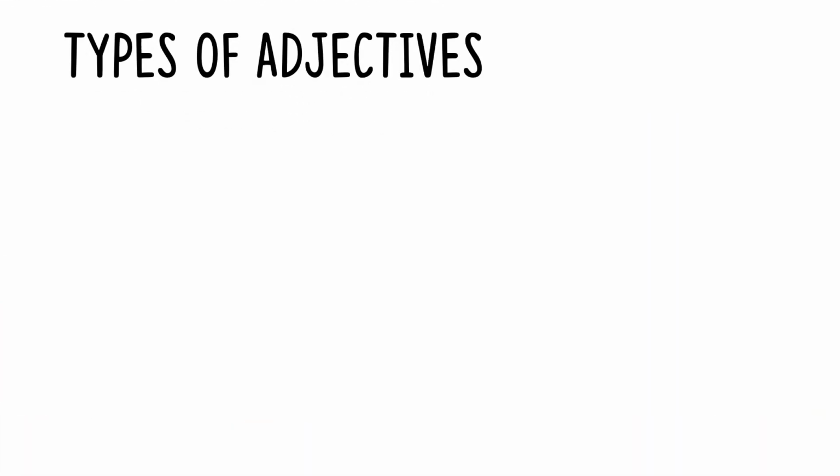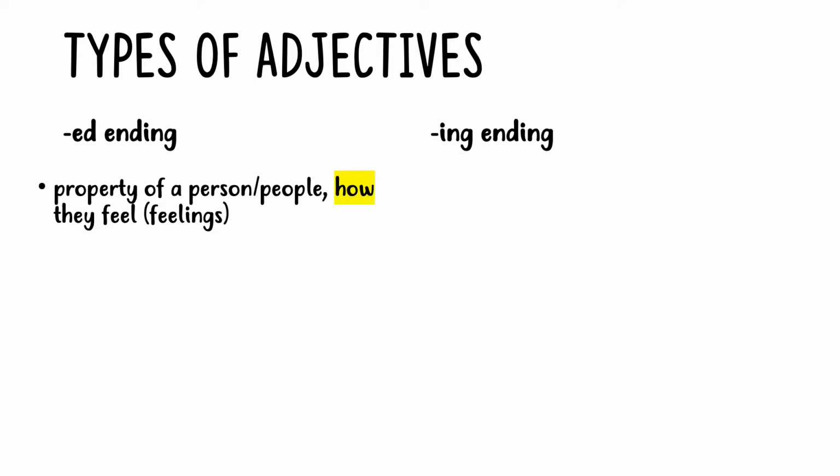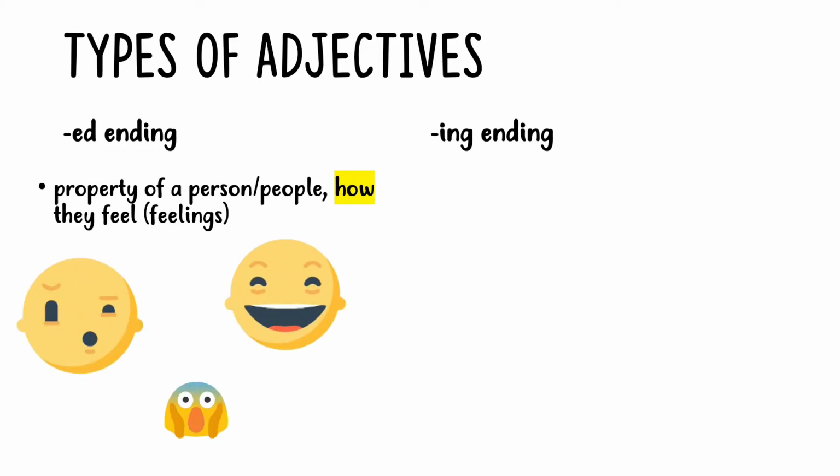In our last challenge, we saw two types of adjectives, ed and ing endings. When we talk about adjectives with ed endings, we refer to the property of a person or people. In other words, how they feel. This usually can be considered feelings. For example, confused, excited, or scared.